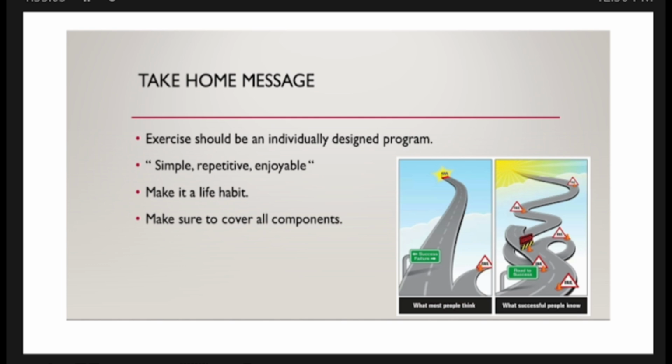That's because some of you are type 1 muscle fiber dominant or type 2 fiber dominant. If it is type 2, then you are a good quick runner and lifter. If it is type 1, you are a good long-distance runner. So know about your body. According to that, make the program. Keep it simple, repetitive and enjoyable, make it a life habit, and make sure to cover all the components in exercise, not only one part.